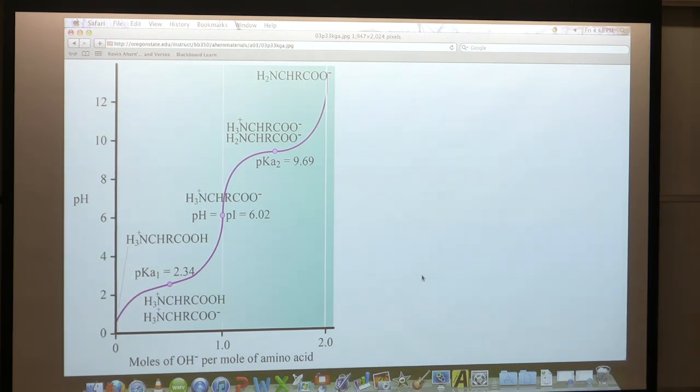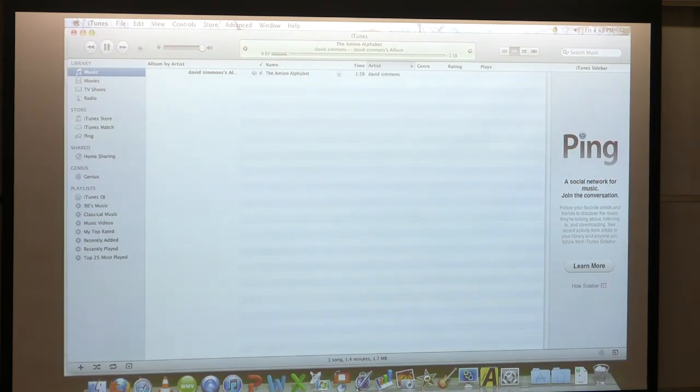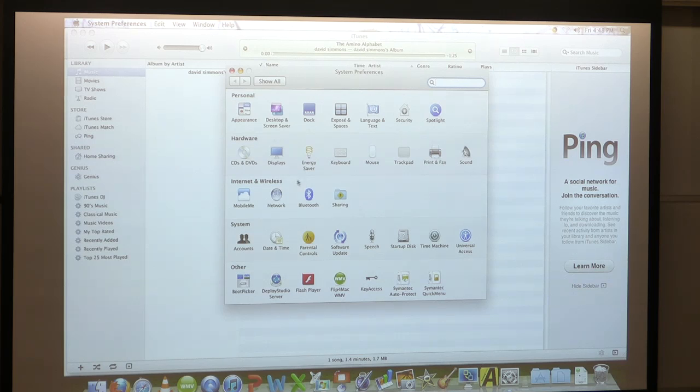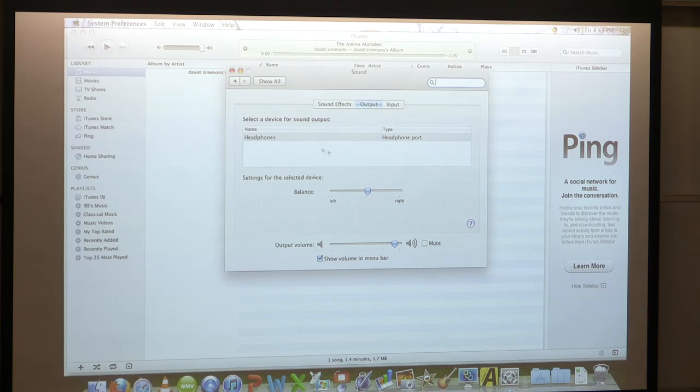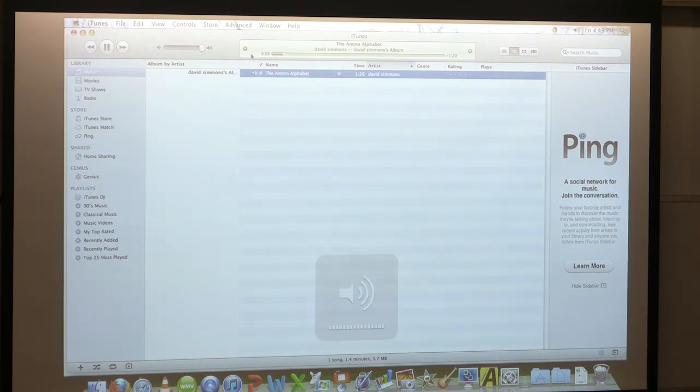Are you ready for the song of the day? All right, let's have the song of the day. This one I actually have a little help with because I'm going to have somebody sing it with us. I think, hold on. It's not there. All right, we're going to have to sing it ourselves. I'm sorry, I don't have the audio working for some reason.